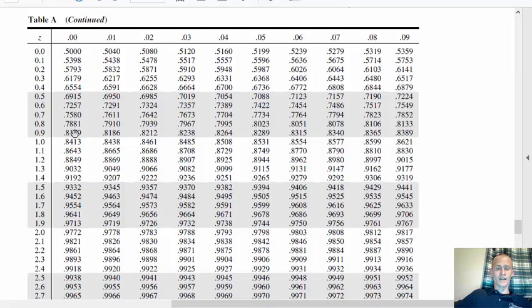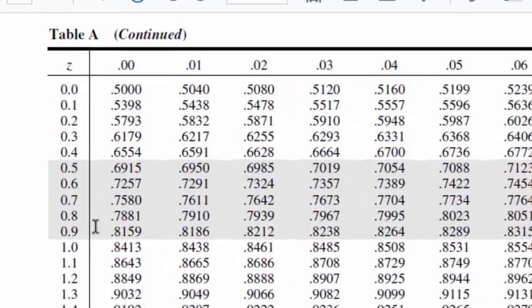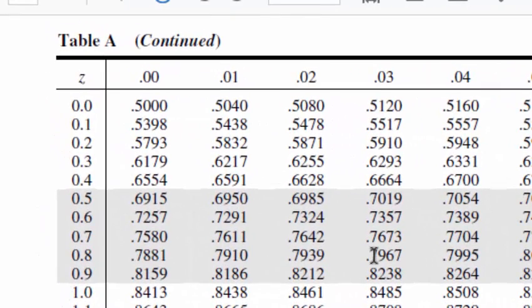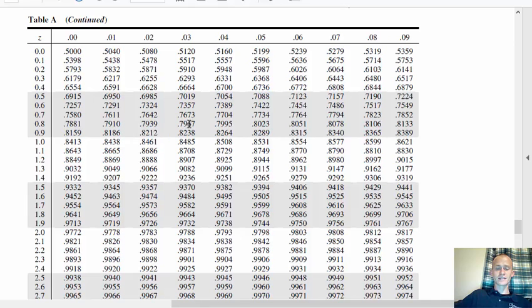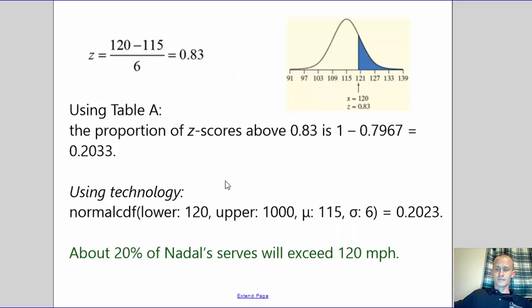So if we look at our tables, we again find on that left side we have 0.8, and we trace over till we get to that 0.03, and that's where that number comes from, 0.7967. And since we want the area to the right instead of the area to the left, we do 1 minus that, and we get 0.2033.